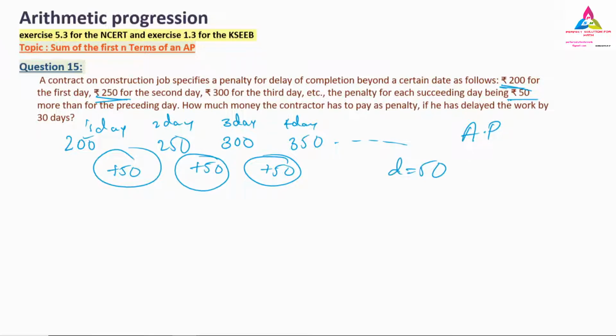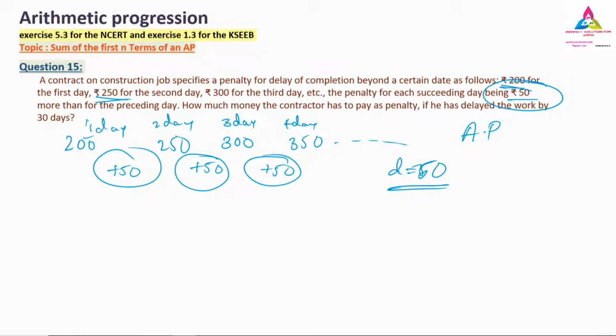They have already given the d value. Where? See here, 50 more than the preceding day. This is the d value. So whenever a statement problem is given, we first have to write down the AP of it, then we can solve what they have told us to find. So what have they told us to find?